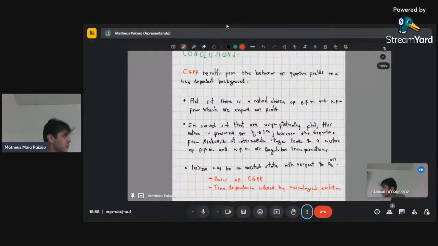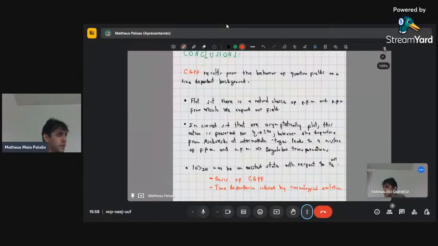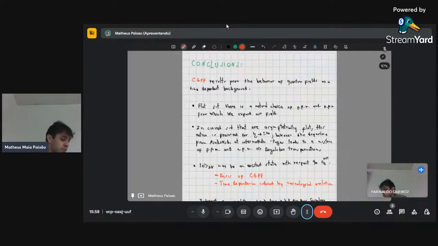I just took the scalar case, but we can consider fermions, we can consider vectors, even spin 2, and this is also possible.